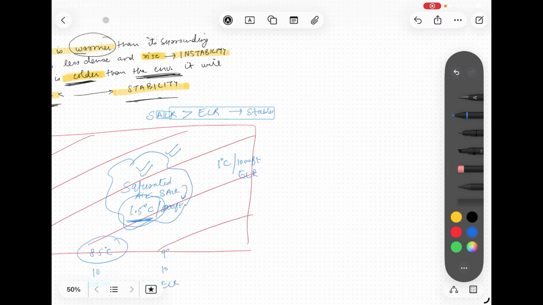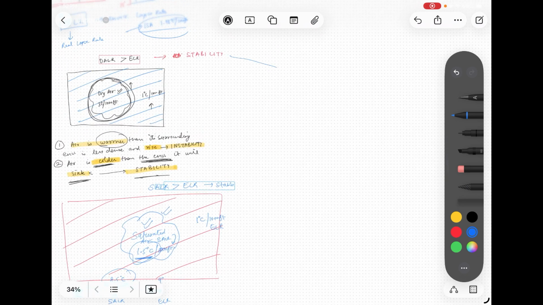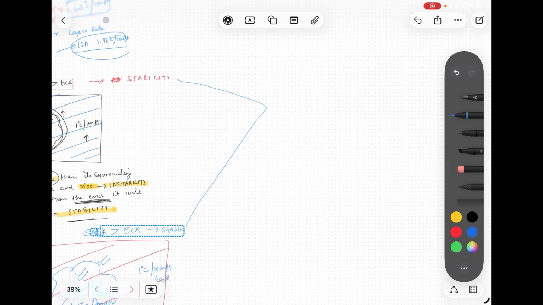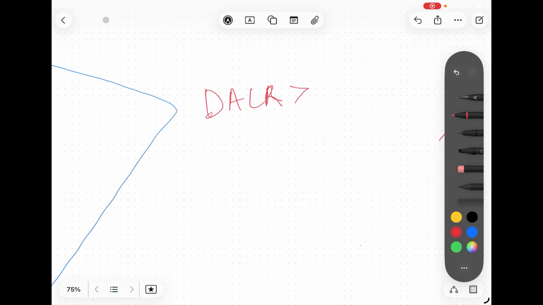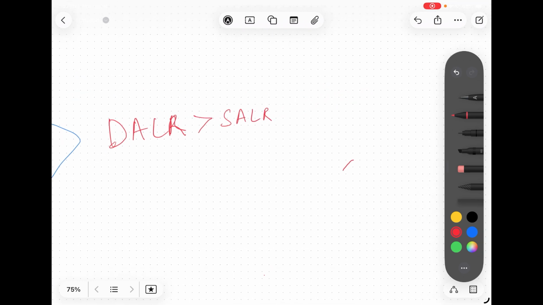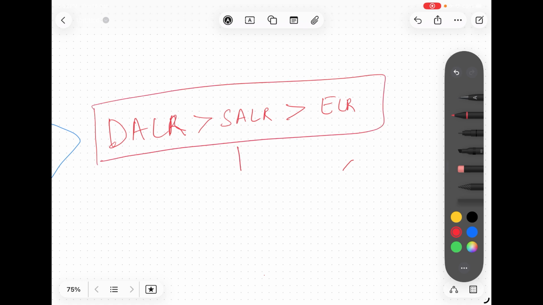So what do we infer from these two conditions? That when my DALR is more than SALR, which is a normal condition because dry air will always get colder faster as compared to air that has moisture, and SALR is more than ELR, in that case this condition is considered as absolute stability.